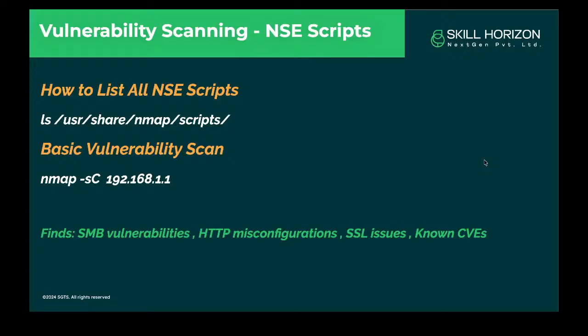But if you want to run the basic scan, then you can use the option -sC. This option basically launches the basic vulnerability scan. It can find SMB vulnerabilities, some HTTP misconfigurations, SSL issues, and some known CVEs.